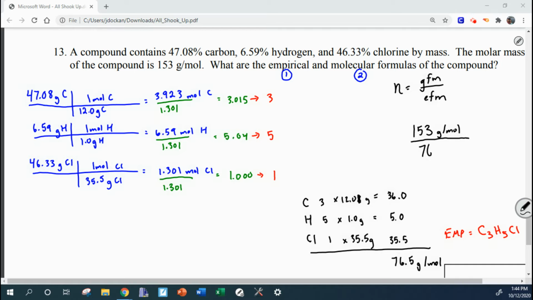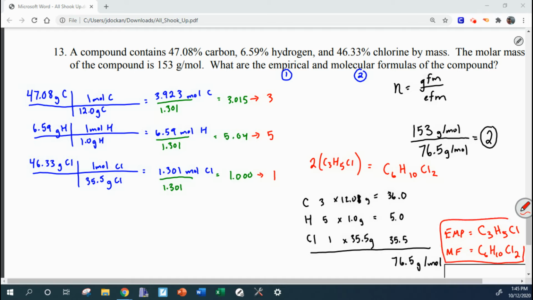I'm going to plug it in up here, 76.5 grams per mole. And I am going to get a value of 2 for my multiplier. So I'm going to go ahead and scale up my empirical formula. 2 times C3H5Cl. And that's going to give me C6H10Cl2 for my molecular formula. C6H10Cl2. Okay, there you have it.